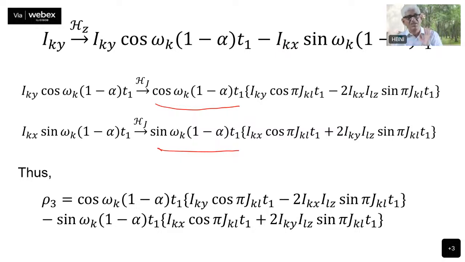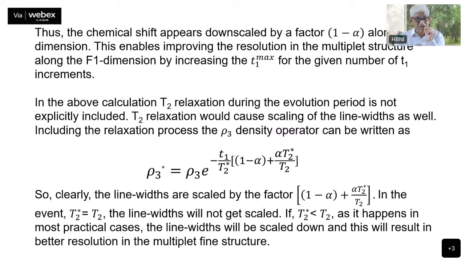What is the result of this? When you Fourier transform it, you will get the chemical shifts as omega k into (1 minus alpha) and the coupling constant as jkl. Thus the chemical shift appears downscaled by a factor 1 minus alpha along the F1 dimension. This enables improving the resolution in the multiplet structure along the F1 dimension by increasing the T1 max. Okay, how does this happen? Let me go back to the blank slide here.